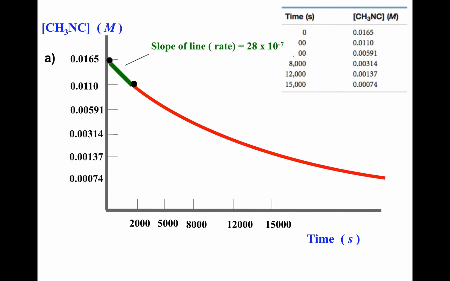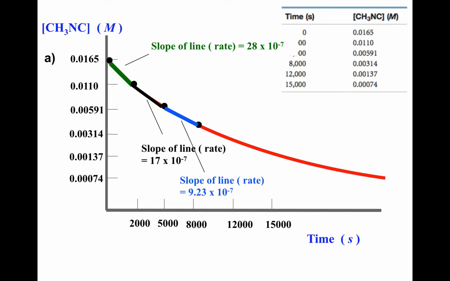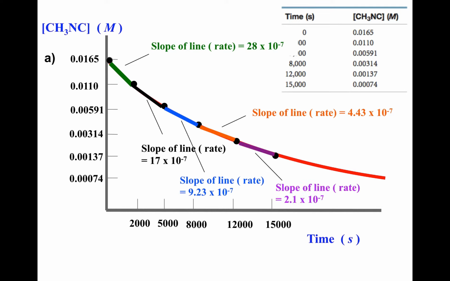If I plot those, the difference between the initial concentration and the concentration after 2,000 seconds, right? That's the points on the line. The slope of the line is equal to the rate. So this is the slope of the line at the beginning of the reaction, right? After the first 2,000 seconds. After the next 3,000 seconds, this is the slope of the line. And this is the next slope of the line after the next 3,000 seconds. And then the next 4,000 seconds, that was the slope of the line. And the next 3,000 seconds, this was the slope of the line.